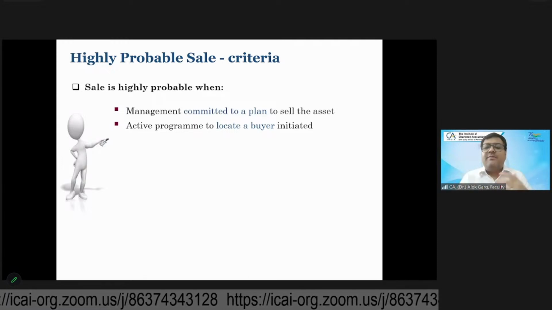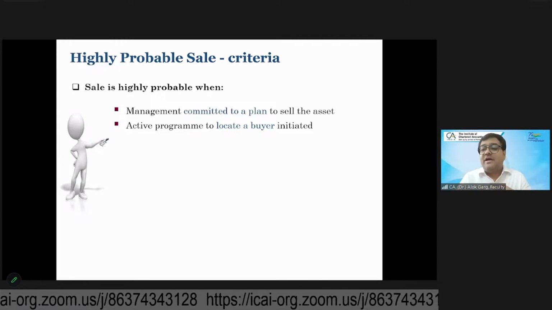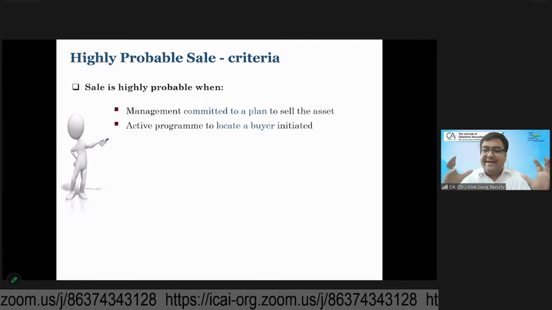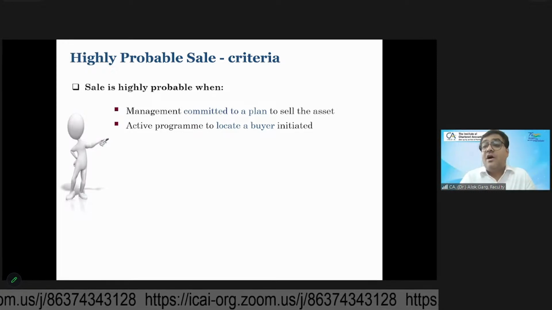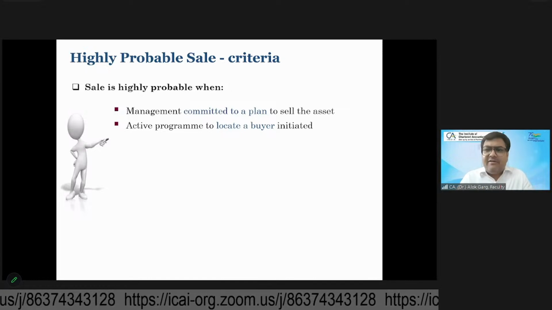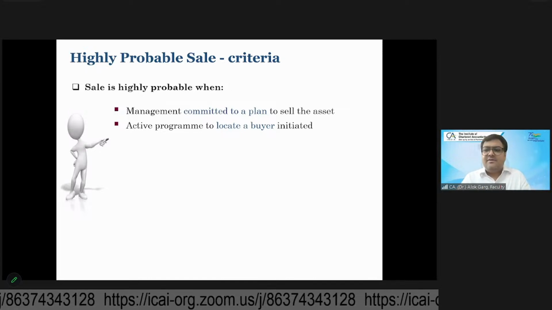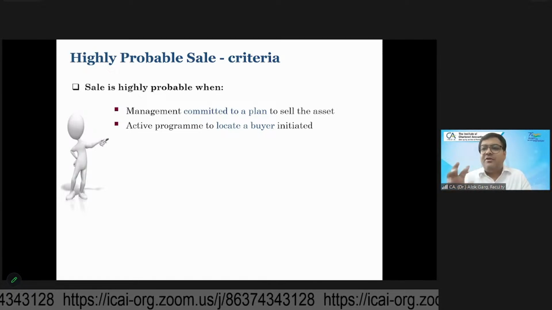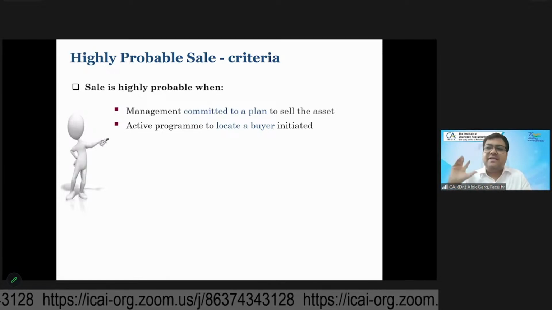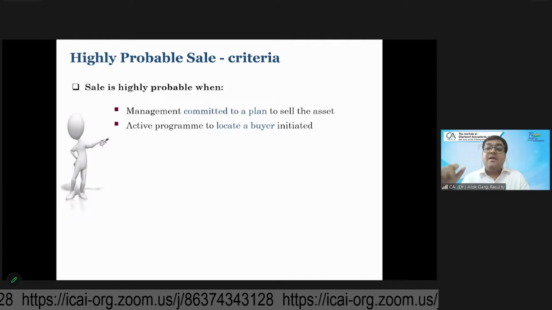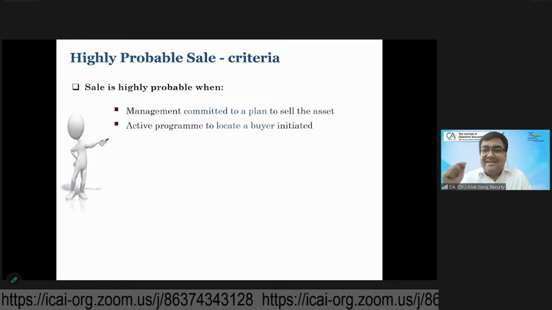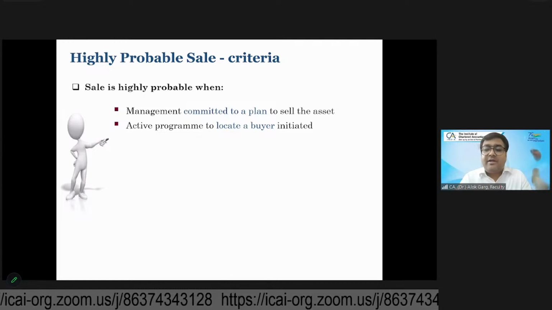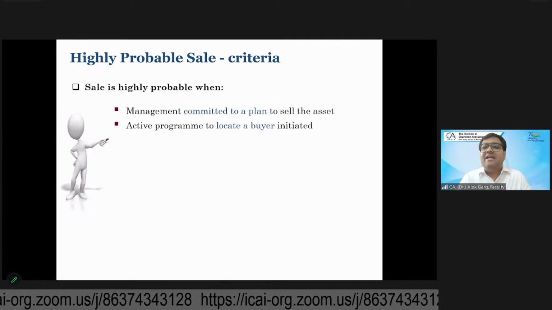So the CFO called Abrikesh that sir, I want to classify my plant and machinery as held for sale. So Abrikesh asked, is it available for immediate sale in present condition? He said, yes, sir. If a buyer comes today, I am okay with entering into an agreement and initiating the sales formalities. Then Abrikesh asked, is the sale highly probable? The CFO told Abrikesh, sir, what do you mean by sale is highly probable?